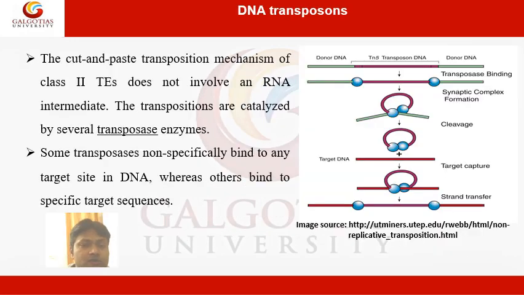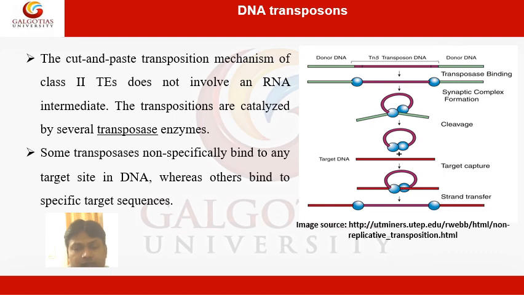Now we will discuss the second class, the DNA transposons. The cut and paste transposition mechanism of class 2 transposable elements does not involve an RNA intermediate. The transposition is catalyzed by several transposase enzymes. As you can see in the diagram, some transposons bind non-specifically to any target site in the DNA, whereas others bind to specific target sequences. In the diagram, you can clearly see that after the cleavage, both the fragments are joined together.